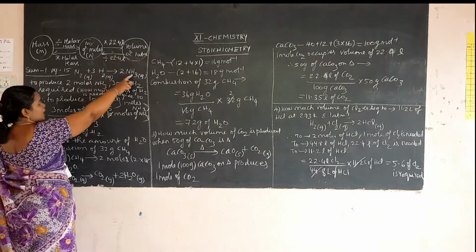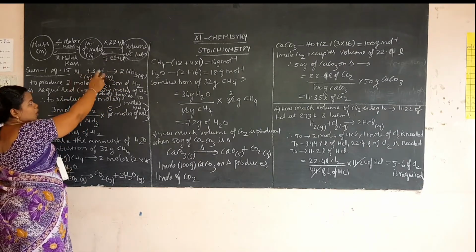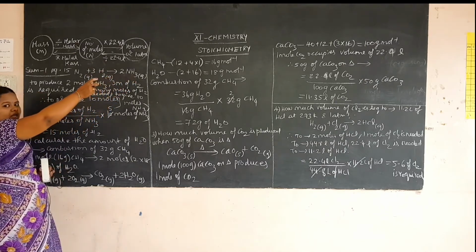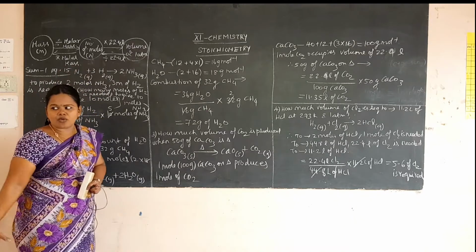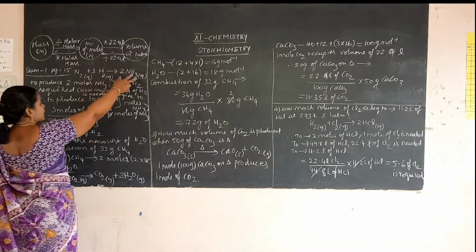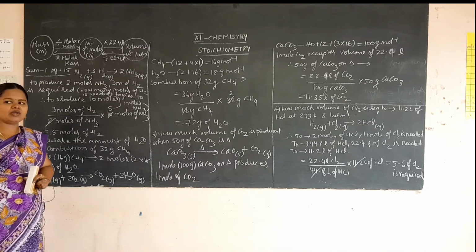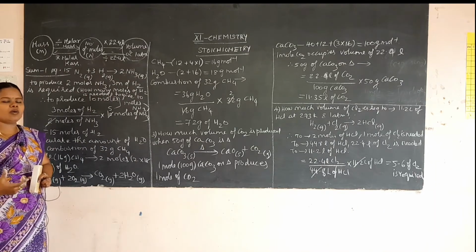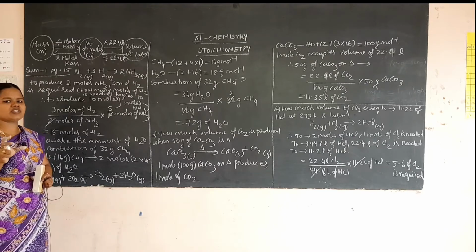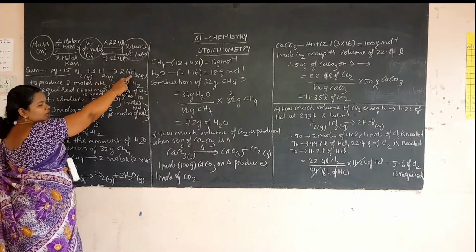To get ammonia, what do we need? Nitrogen and hydrogen. So nitrogen plus 3H2. How many moles of hydrogen are needed to produce 10 moles of ammonia? So for that you must know the equation. What is the formula for ammonia? NH3. To get NH3, what do you need? Nitrogen and hydrogen. Then you write nitrogen plus hydrogen gives ammonia, NH3.